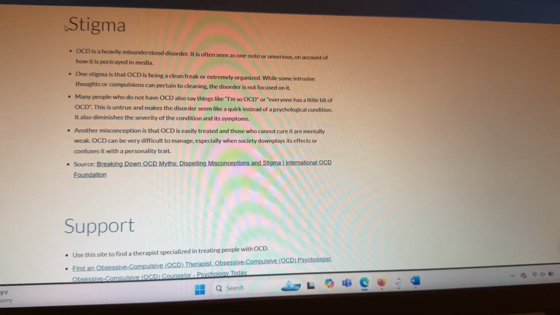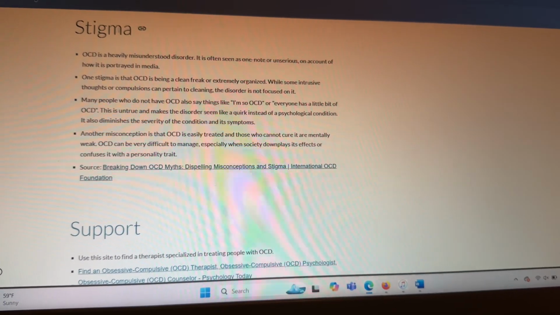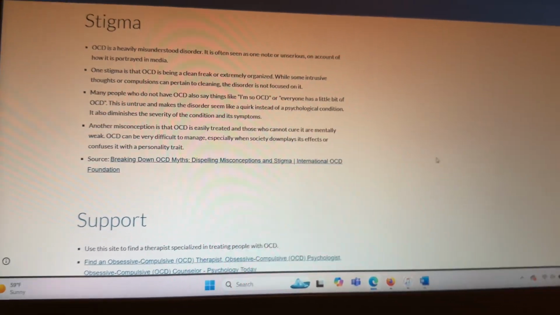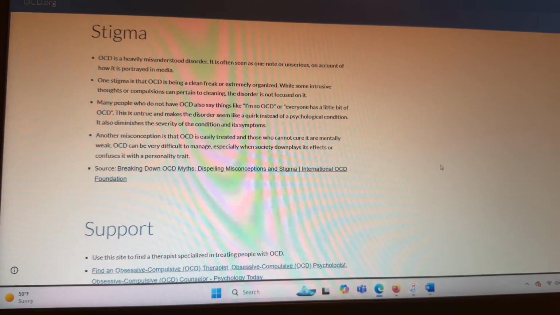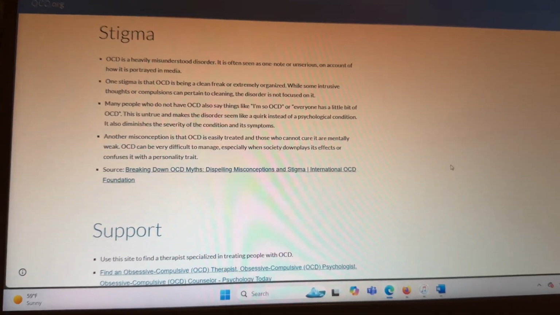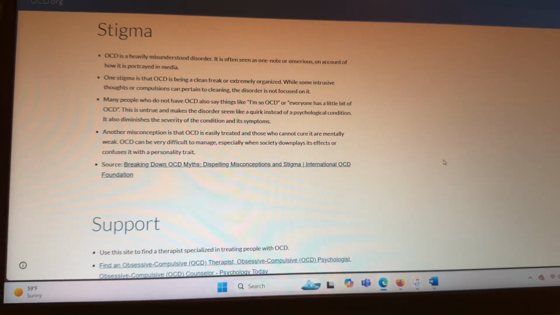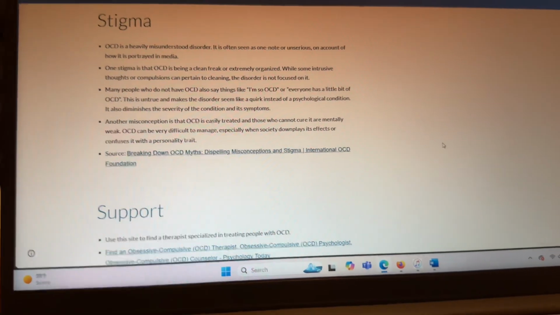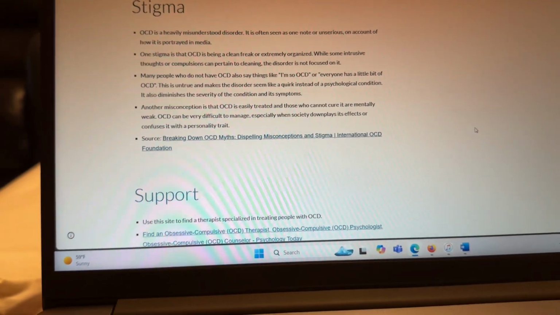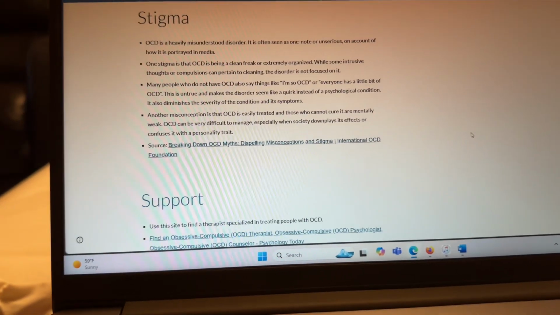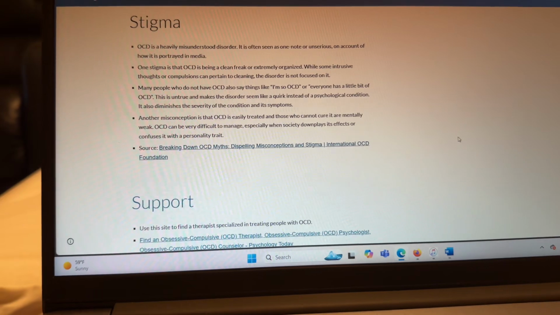So then the main part that I wanted to focus on is the stigma. OCD is a heavily misunderstood disorder. It is often seen as one note or unserious on account of how it is portrayed in media. One stigma is that OCD is being a clean freak or extremely organized. While some intrusive thoughts or compulsions can pertain to cleaning, the disorder is not focused on it. As we saw, it's a lot of different things.